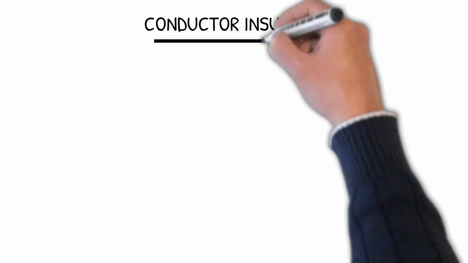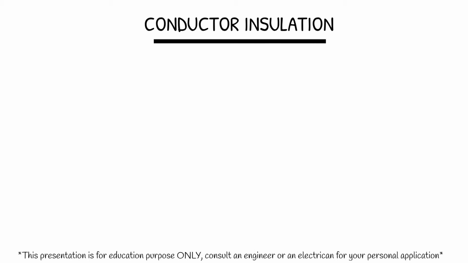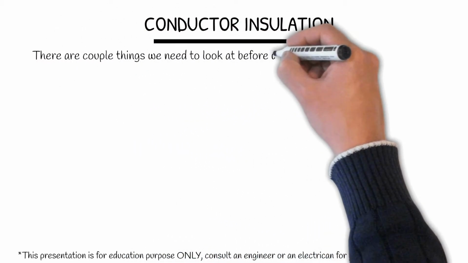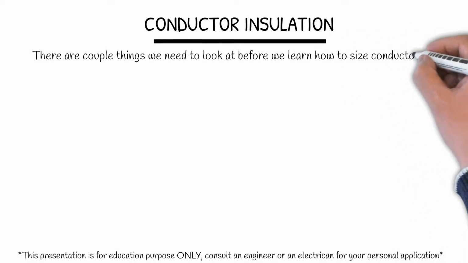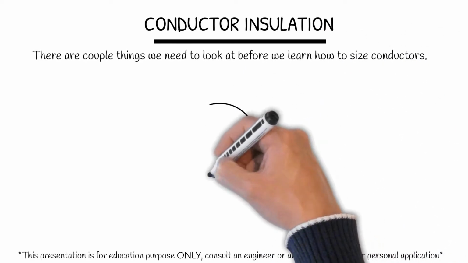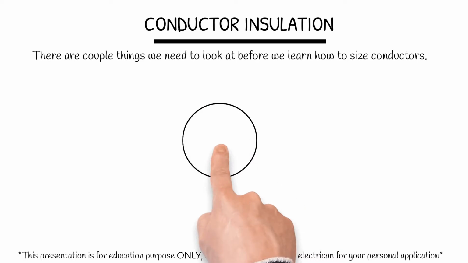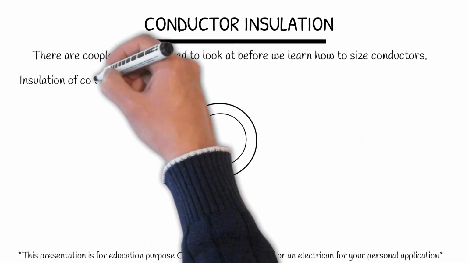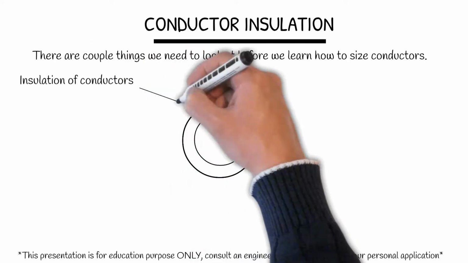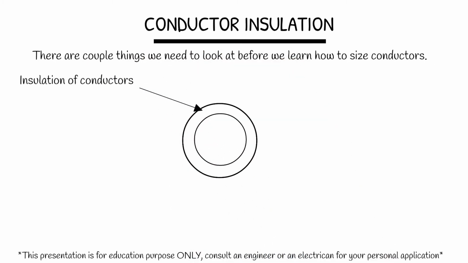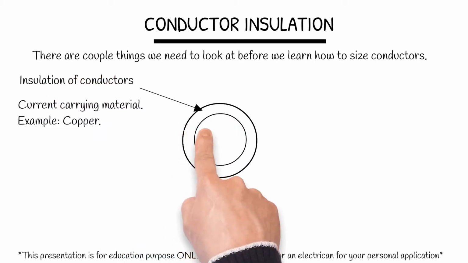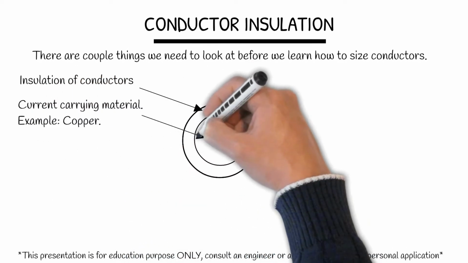Conductor insulation. There are a couple things we need to look at before we learn how to size conductors. Let's look at a conductor construction. You have the insulation, which is on the outside, and you have the current carrying material. An example could be copper, which is on the inside.